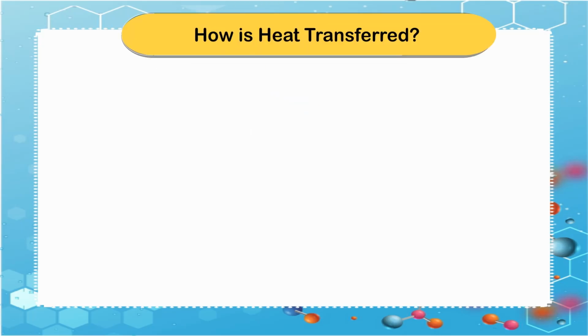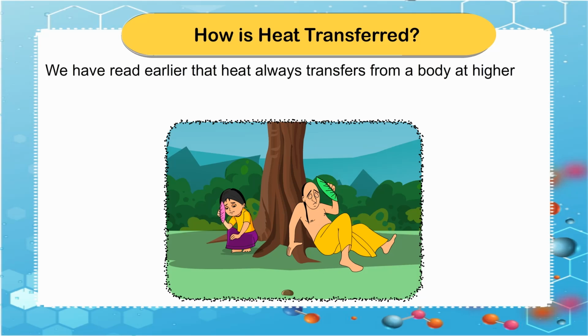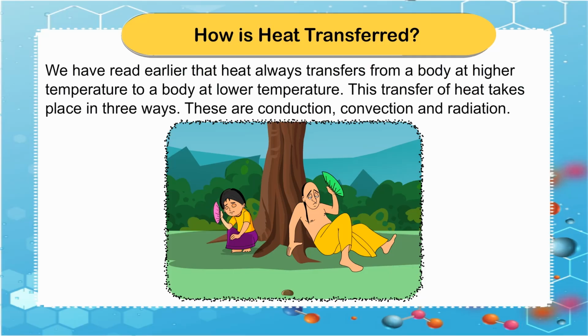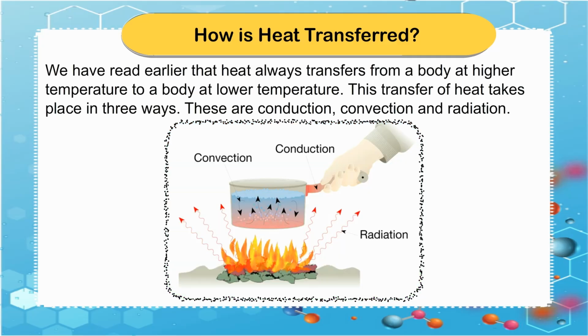How is heat transferred? We have read earlier that heat always transfers from a body at higher temperature to a body at lower temperature. This transfer of heat takes place in three ways. These are conduction, convection, and radiation.